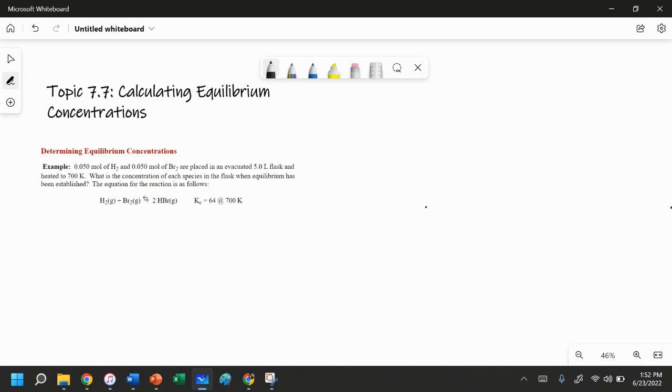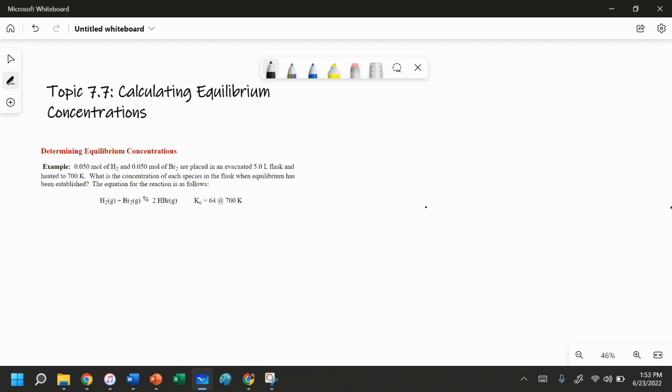We're going to do two practice problems to help you remember how to use Rice tables in order to calculate equilibrium concentrations. There are a lot of steps and a lot of things to think about as you're calculating equilibrium concentrations, but the process is not too tough. You just need to really think about what you're doing, how initial concentrations are going to shift, and then how to do the math to calculate that shift.